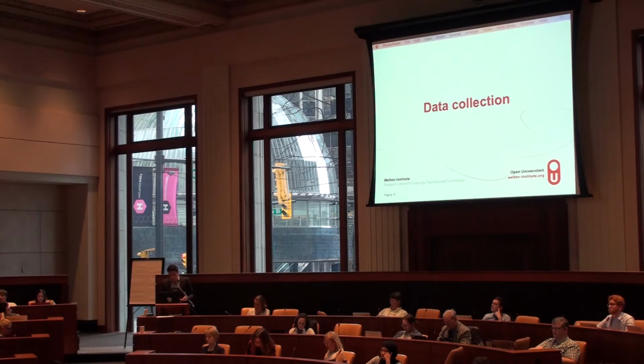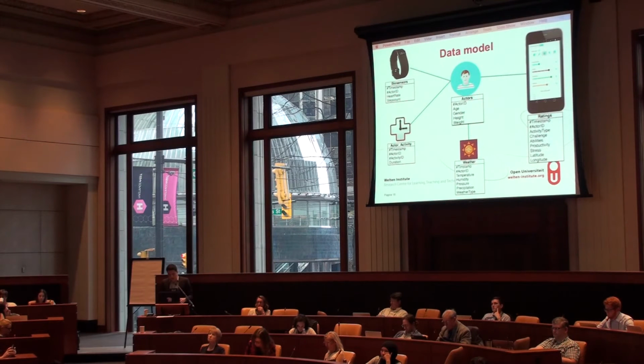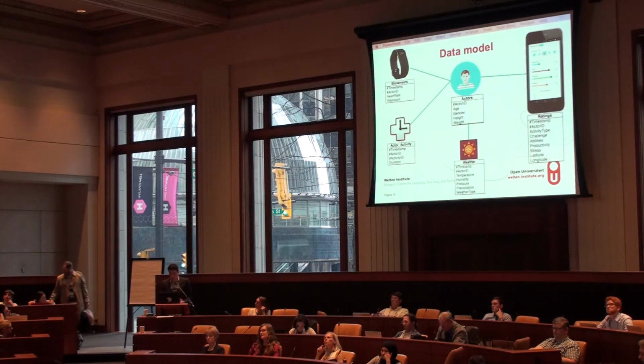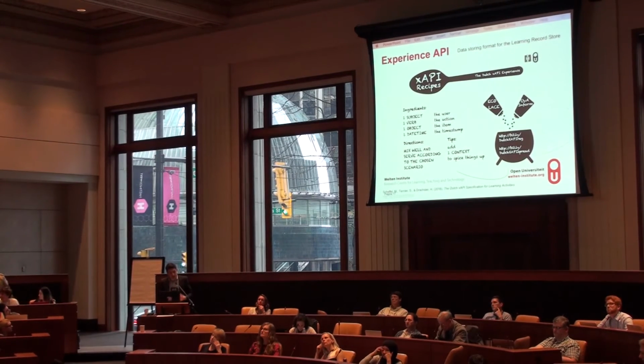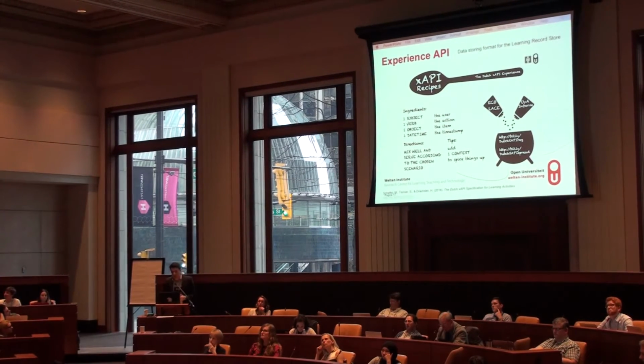A little bit of an overview of what the data collection looks like. I explained a little bit the data model. We collect sensor data from the Fitbits, such as heart rate and step counts, but also activity data: the software that people were using on their laptops, and the duration in time. Also weather data: temperature, humidity, pressure, precipitation, weather type, but also the ratings that people were giving. And we combine all this data into a data model. The way we model this data is Experience API.